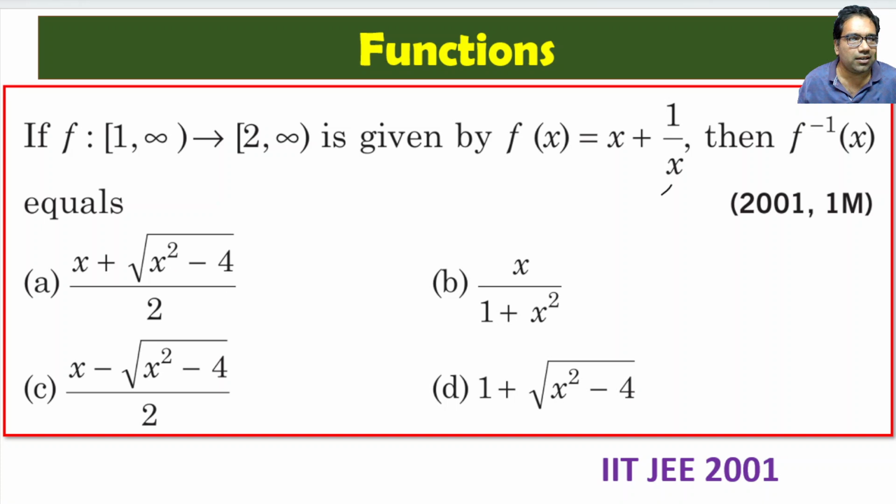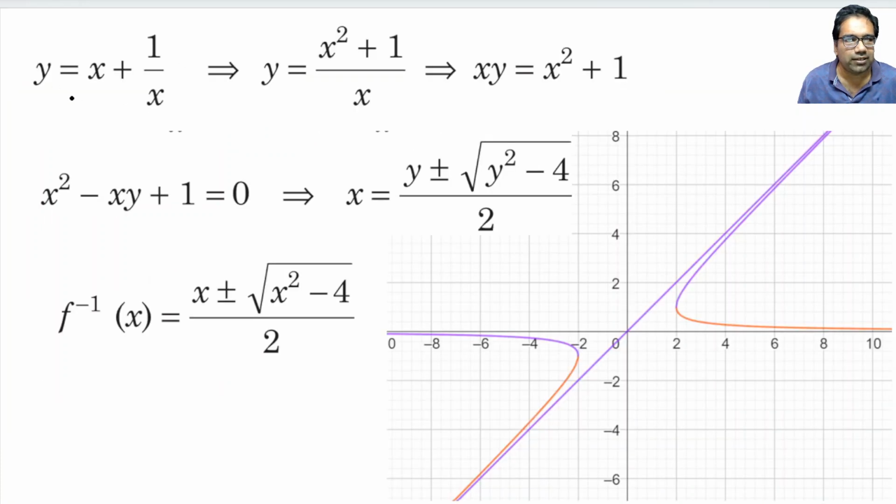X plus 1 by x equal to y equals x square plus 1 by x. That means xy equals x square plus 1. Right. That means x square minus xy plus 1 equal to 0. This is a quadratic equation.